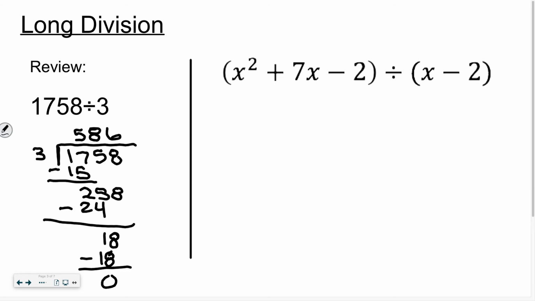We're going to do it with x squared plus 7x minus 2. So, what goes underneath? The dividend goes underneath: x squared plus 7x minus 2. What goes on the outside of the division box? x minus 2.